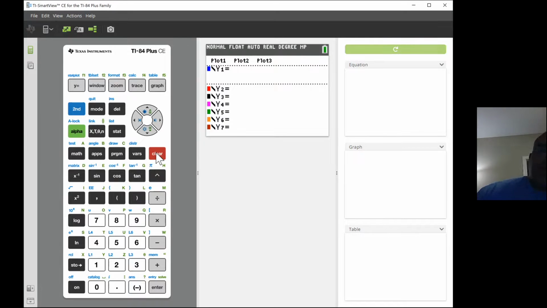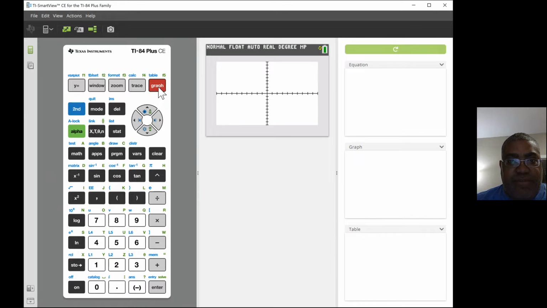Let's see. Here we go. The problem is -7 plus 27 e to the negative 0.04x. Graph. It doesn't show up on my graph for some reason. We could always zoom it out to see what it is, but that's not what I want.